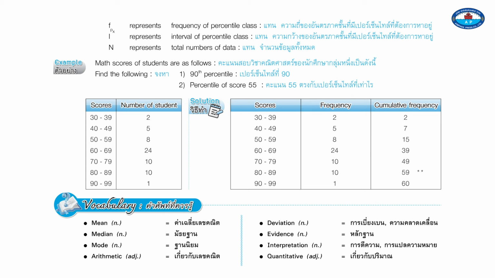Example. Math scores of students are as follows. Find the following. 1. The 90th percentile. 2. The percentile of score 55. Vocabulary: mean, median, mode, arithmetic, deviation, evidence, interpretation, quantitative.